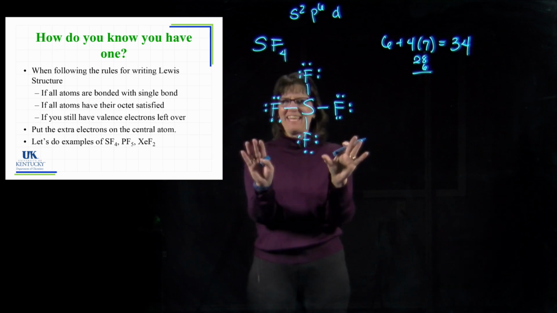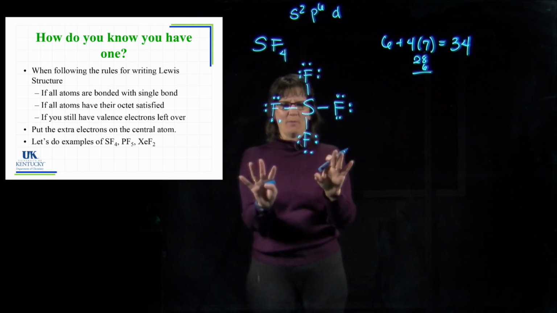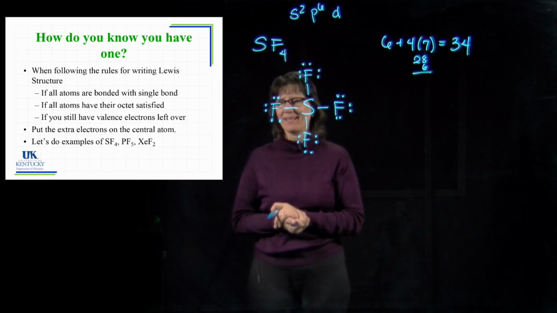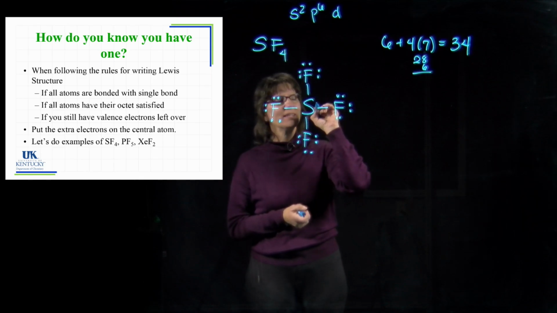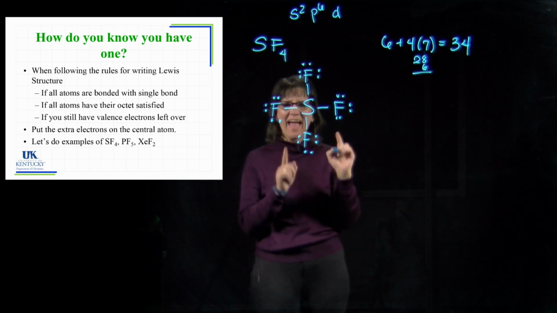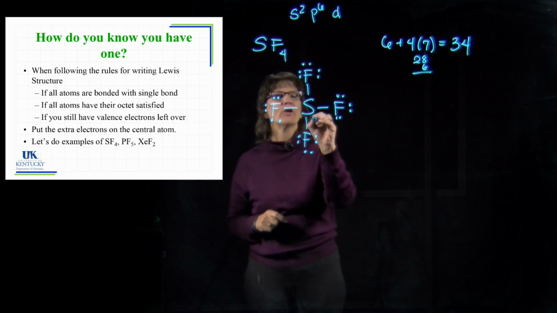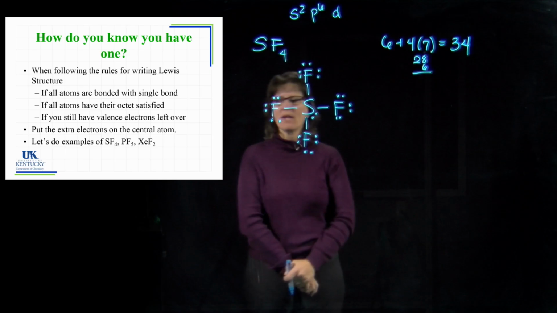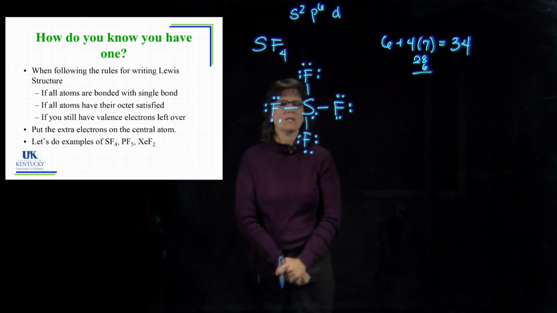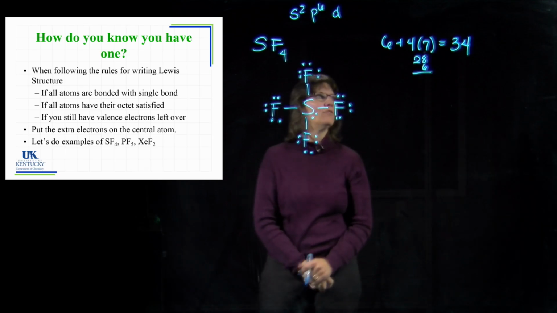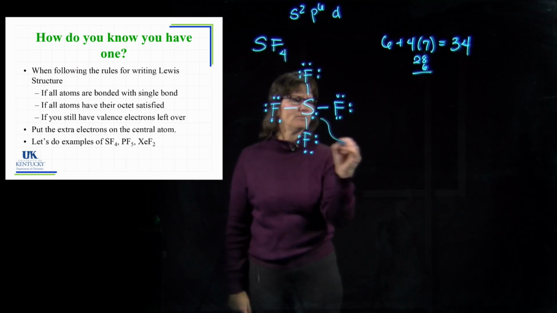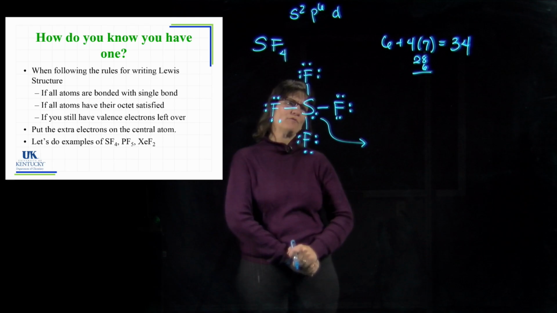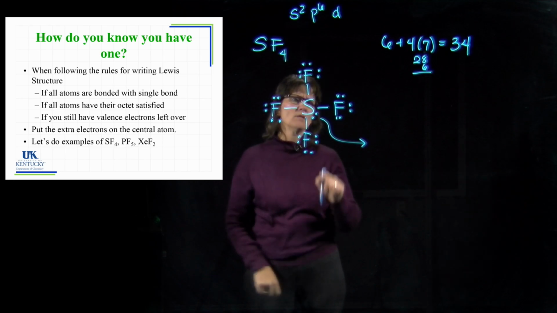Now everybody has 8. 8 everywhere, but I've only used 32 electrons, and that's a problem. I've only used 32, so I've got to place the next 2 somewhere. They have to go on the central atom. So now this sulfur has 10 electrons instead of the 8 that it had before. Now let's just examine that formal charge, okay?